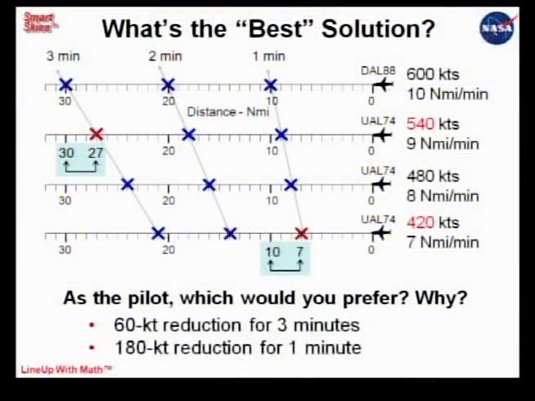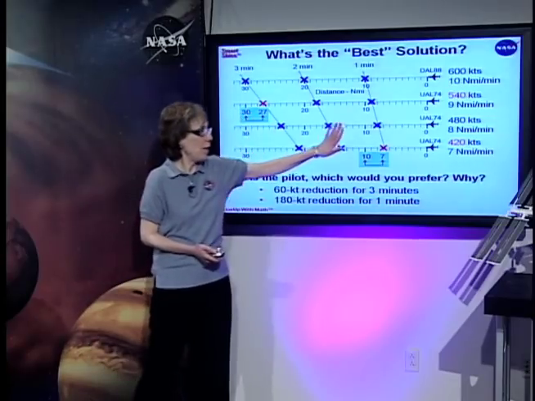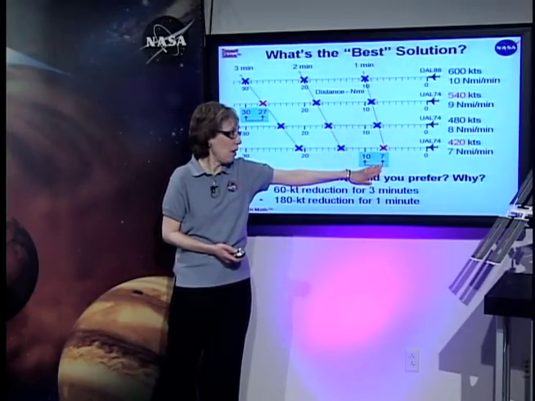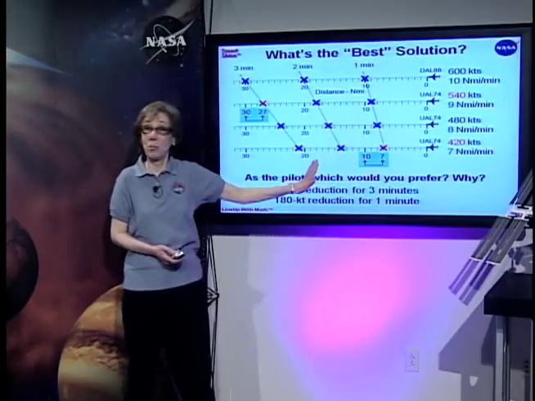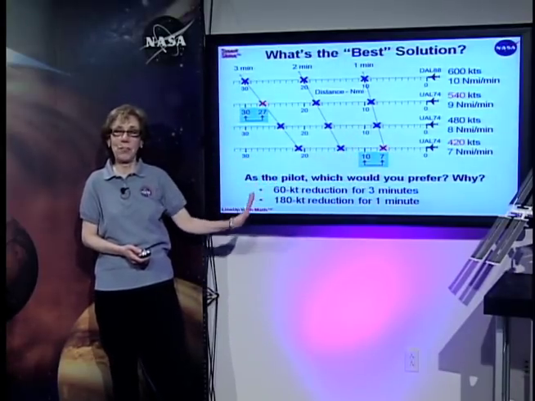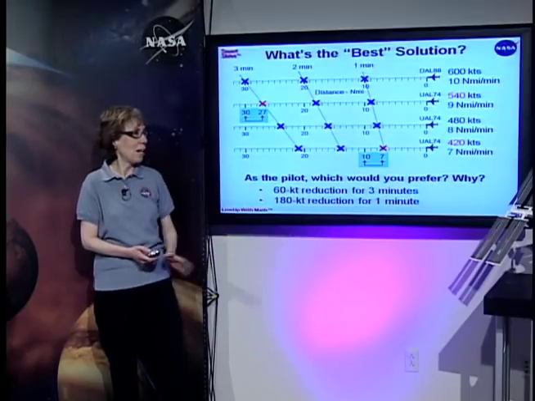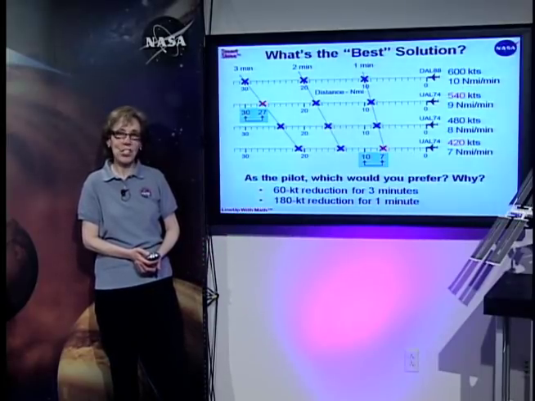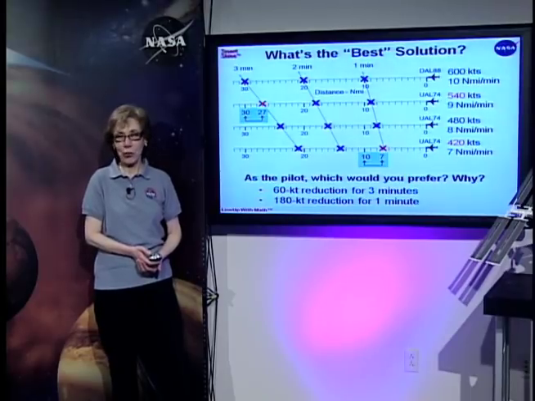But this is an application problem, and we can think in the context of the application, is there a best answer? There may be more than one mathematically correct answer, but is there a best answer? And if you were a pilot, what would you rather do? Would you rather slow down a little bit, maintain that speed for 3 minutes, and then speed back up? Or would you rather make a big speed decrease for 1 minute and then shoot right back up to the original speed? So it's another nice feature of this, I think, in that the application helps you determine which answer you prefer.